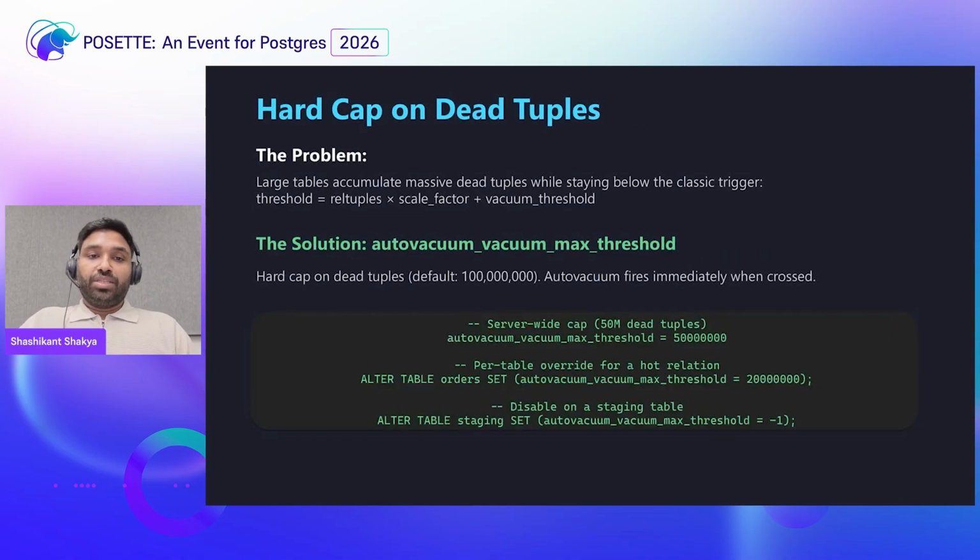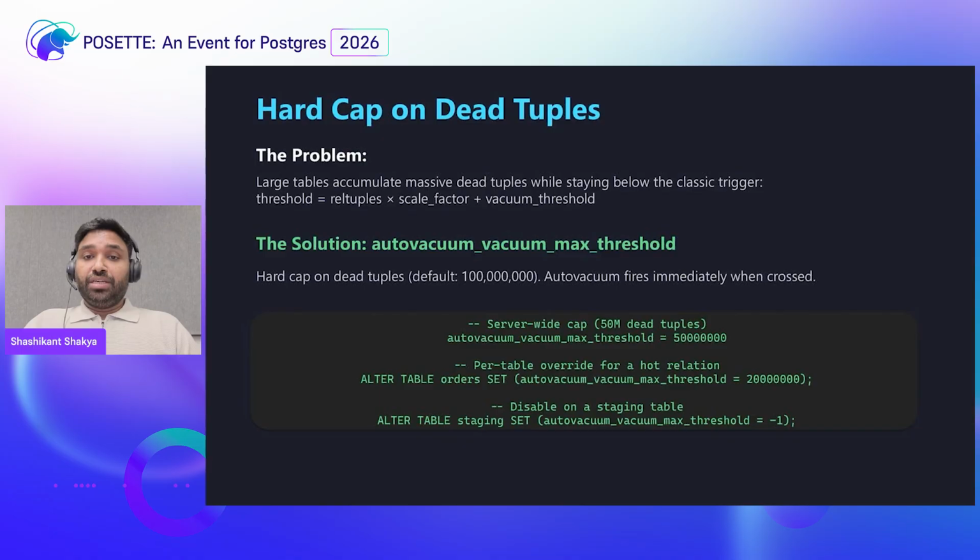Now we're going to talk about the hard cap on dead tuples. This is one of those features where you wonder why we didn't have it before. It's a simple change, but it's also a great problem for large PostgreSQL deployments. So the problem is autovacuum has to trigger on a table based on a certain threshold. The dead tuples have to exceed reltuples multiplied by the scale factor plus the vacuum threshold.